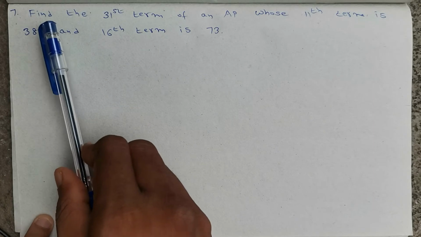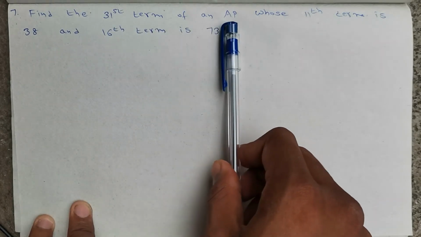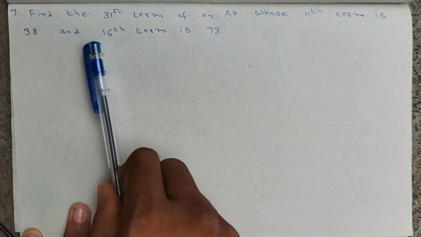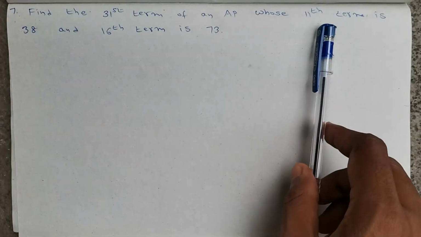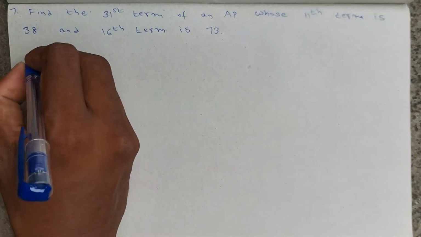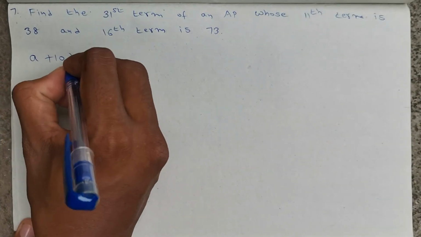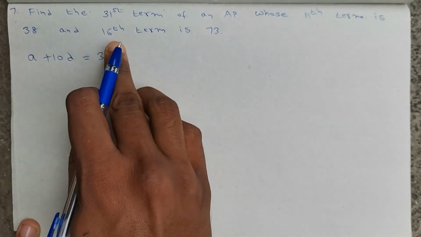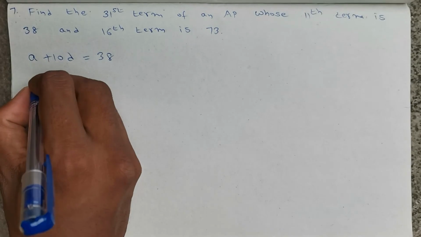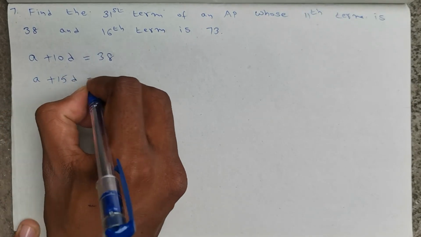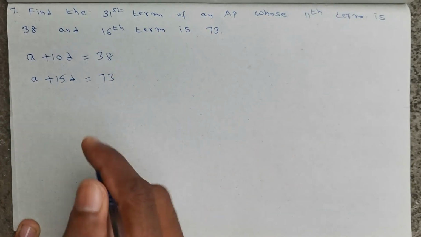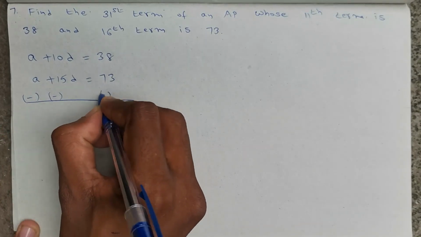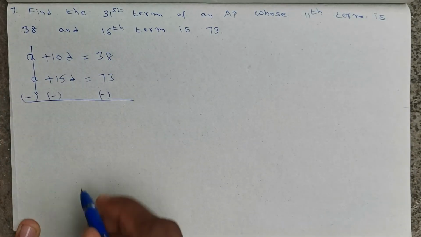The next question is, find the 31st term of an AP whose 11th term is 38 and 16th term is 73. He gave clearly the 11th term. So 11th term is nothing but a plus 10d, that is given as 38. And the 16th term is 73. So 16th term is nothing but a plus 15d is equals to 73. These two equations I am subtracting. So plus will become minus, plus will become minus, plus will become minus. Plus a minus a cancel.